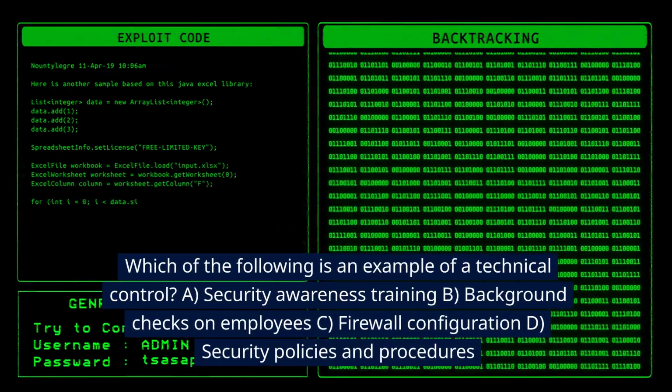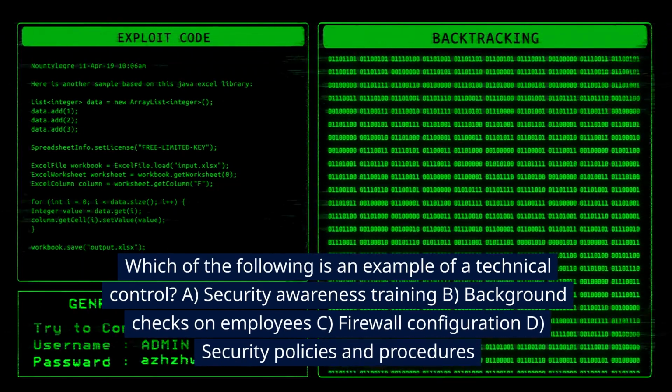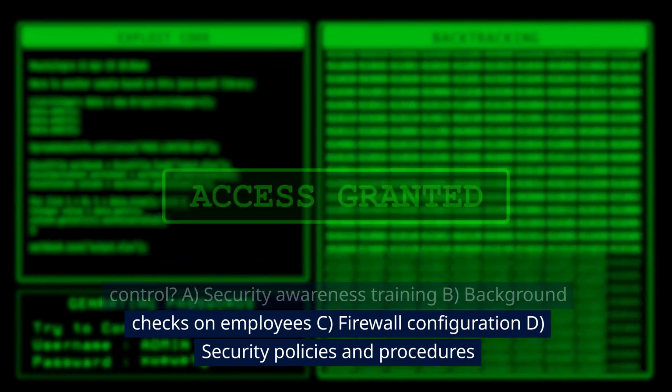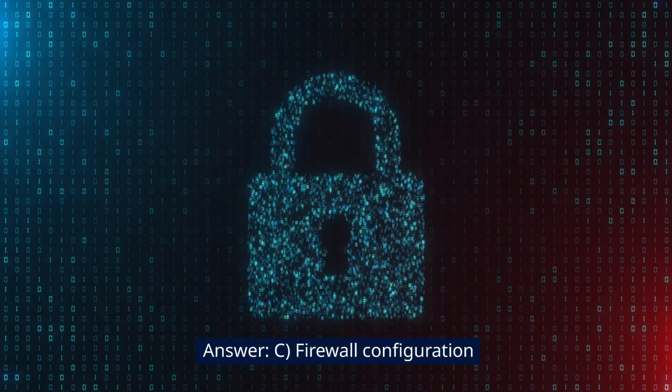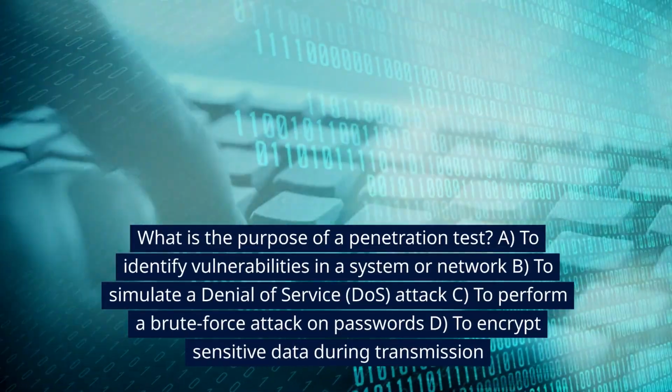Which of the following is an example of a technical control? A. Security awareness training. B. Background checks on employees. C. Firewall configuration. D. Security policies and procedures. Answer: C. Firewall configuration. What is the purpose of a penetration test?